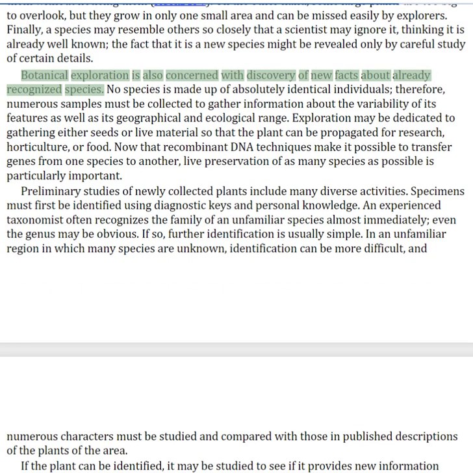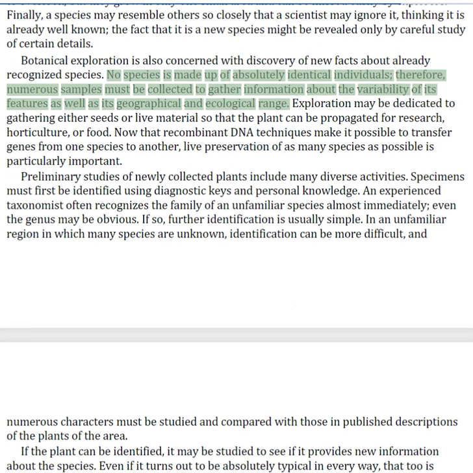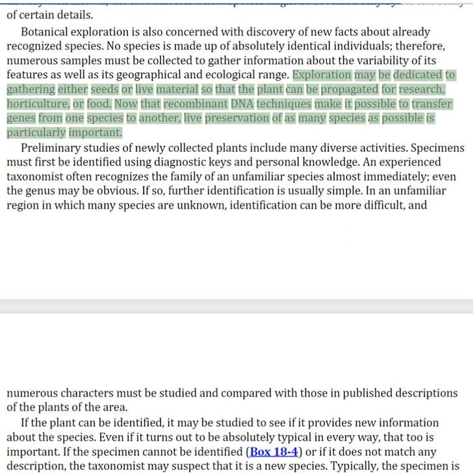Botanical exploration is also concerned with discovery of new facts about already recognized species. No species is made up of absolutely identical individuals. Therefore, numerous samples must be collected to gather information about the variability of its features as well as its geographical and ecological range. Exploration may be dedicated to gathering either seeds or live material so that the plant can be propagated for research, horticulture, or food. Now that recombinant DNA techniques make it possible to transfer genes from one species to another, live preservation of as many species as possible is particularly important.